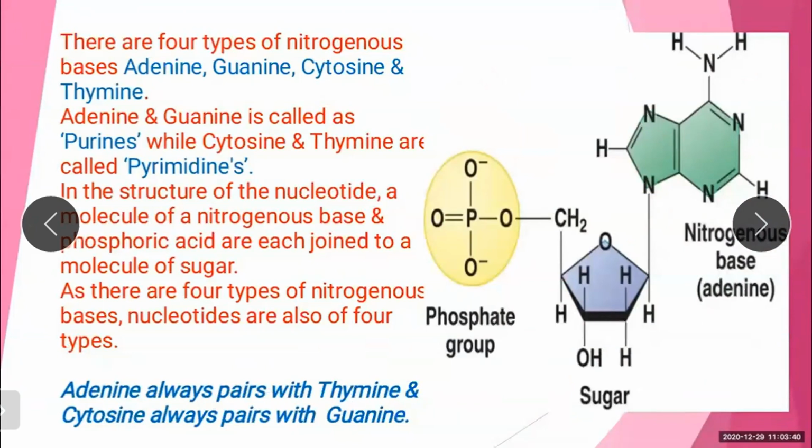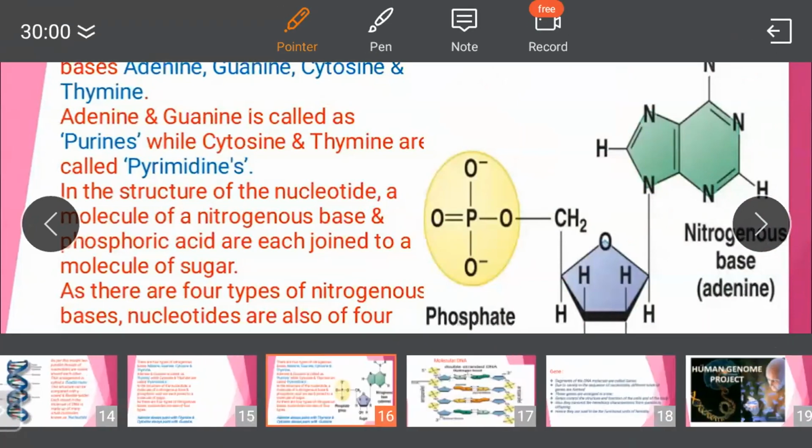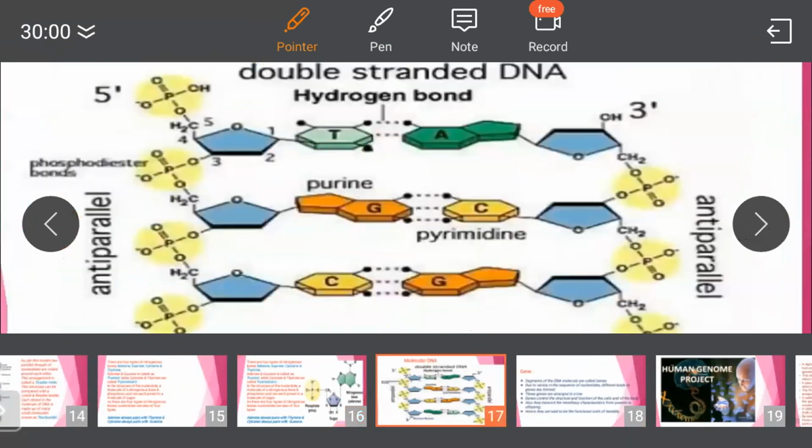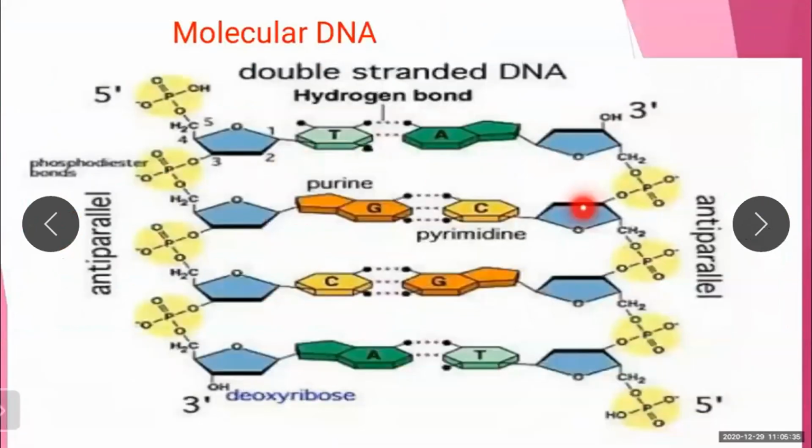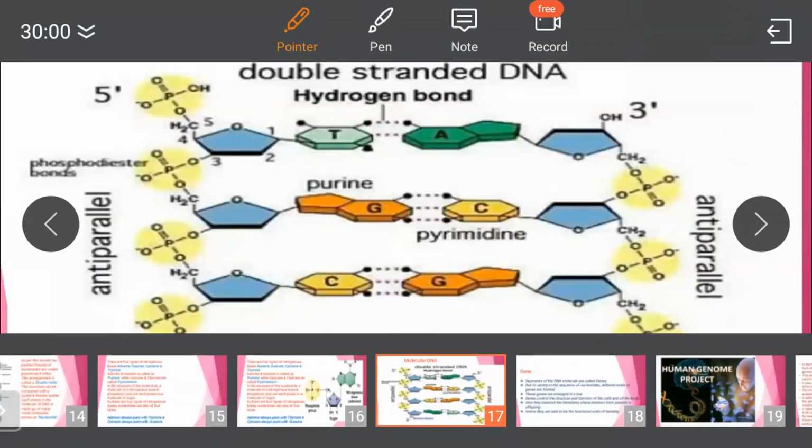Understand up till here? We have seen these topics. Then we have seen the molecular form of DNA also. You can see thymine is bonded with adenine with two hydrogen bonds. Guanine is paired with cytosine with three hydrogen bonds, and they are in anti-parallel directions. This is the molecular DNA.